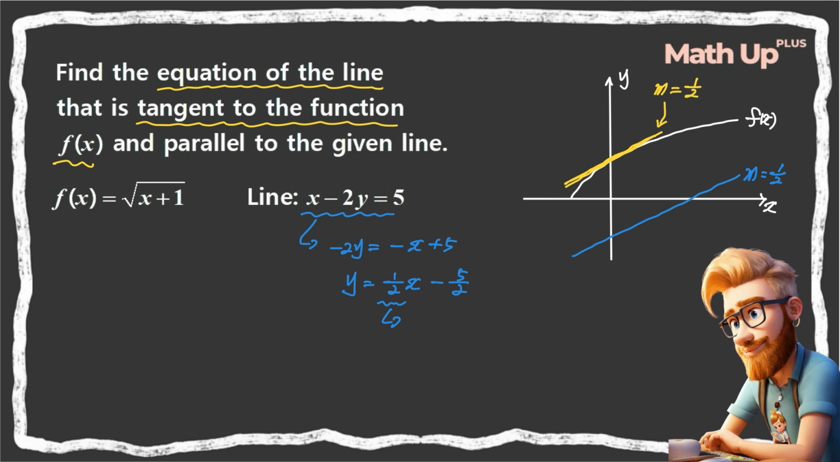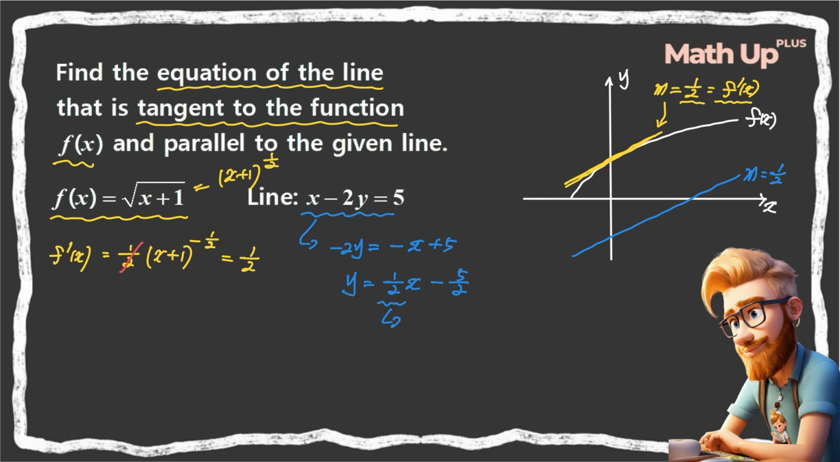And the slope of a tangent line is equal to f prime of x. So when we find f prime of x, that must be equal to 1/2. So let's find the derivative of f of x. Square root of x plus 1, that's x plus 1 to the power of 1/2. So f prime of x is equal to 1/2 times x plus 1 to the power of 1/2 minus 1, that's negative 1/2. Power rule, right?